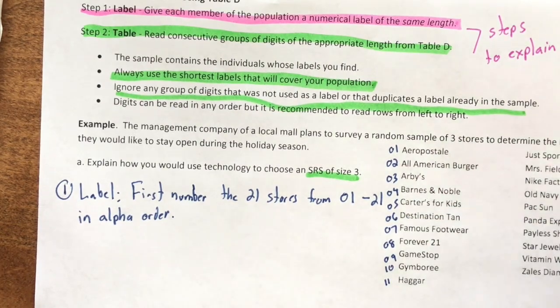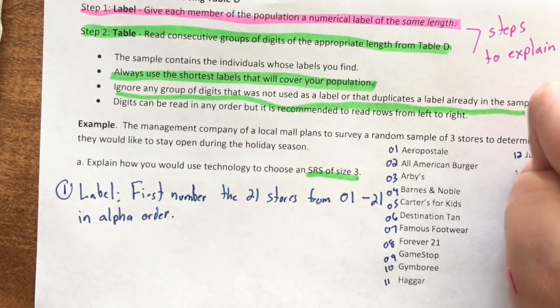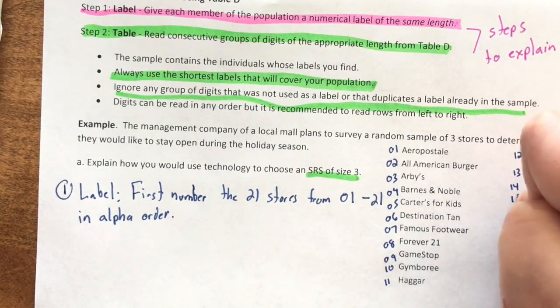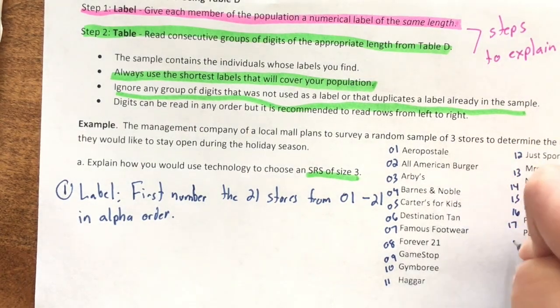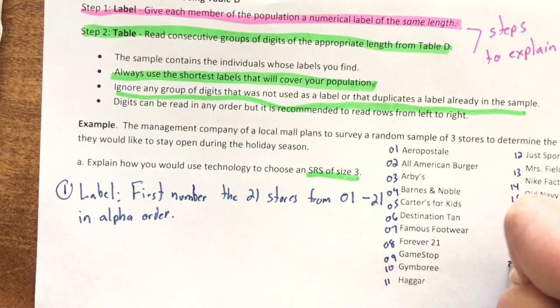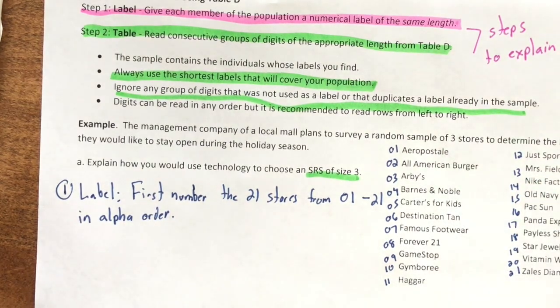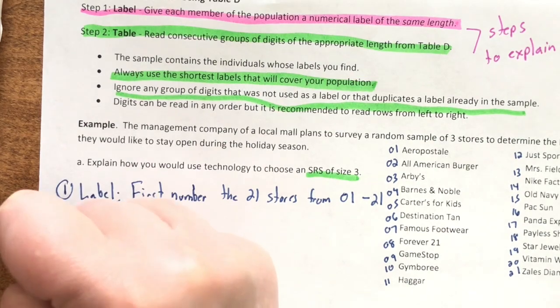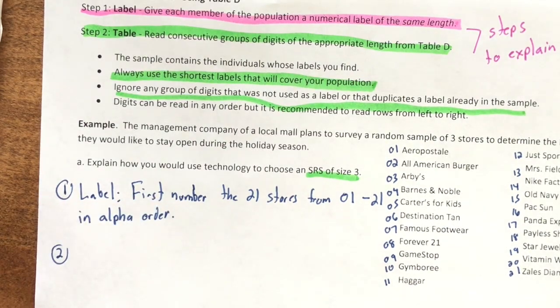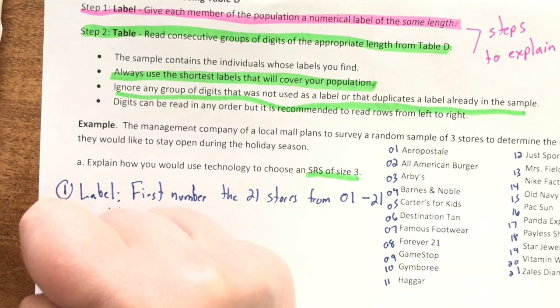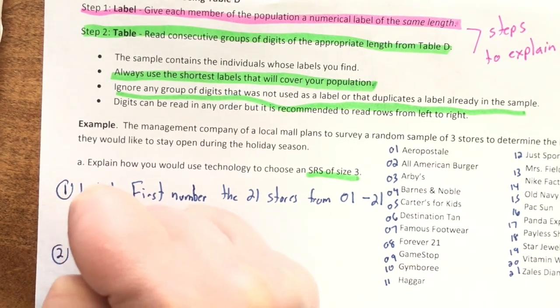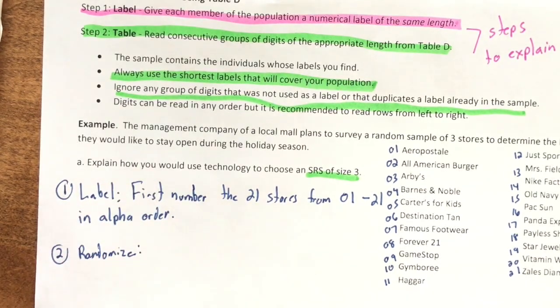So the bottom of the first column should get you to 11. Okay, so we did our labeling. We stated that we were going to label the 21 stores from 01 to 21 in alpha order. Now, step 2 is where we're going to randomize. Now, we are not using table D. In this case, they want us to use technology.